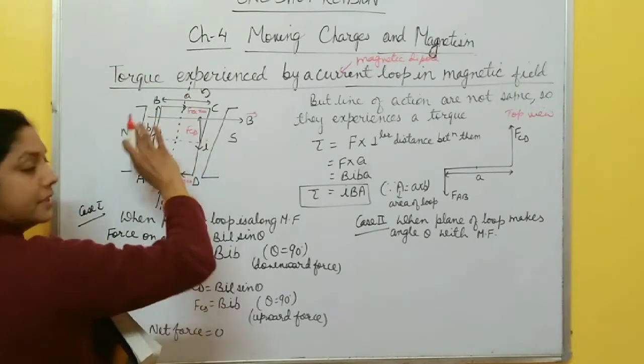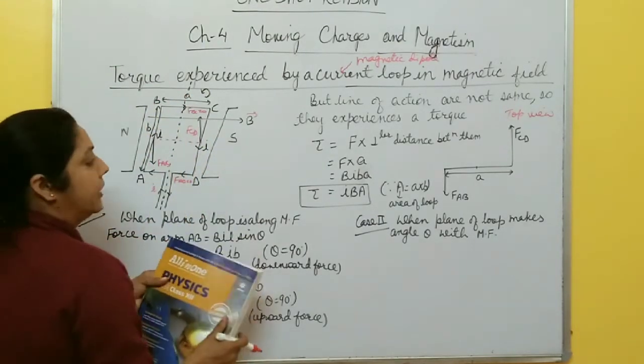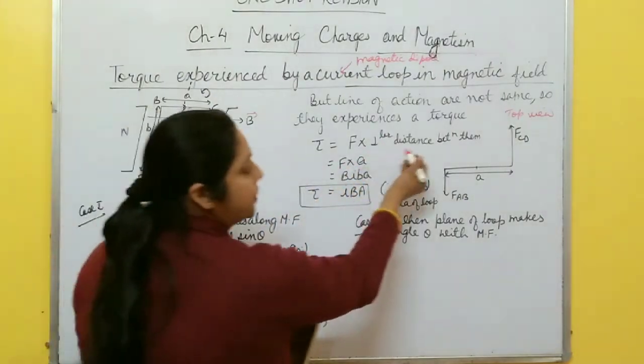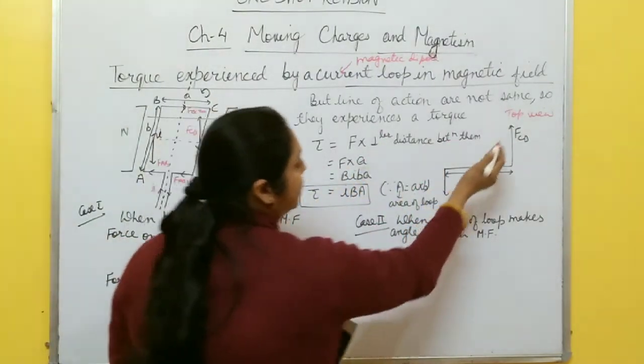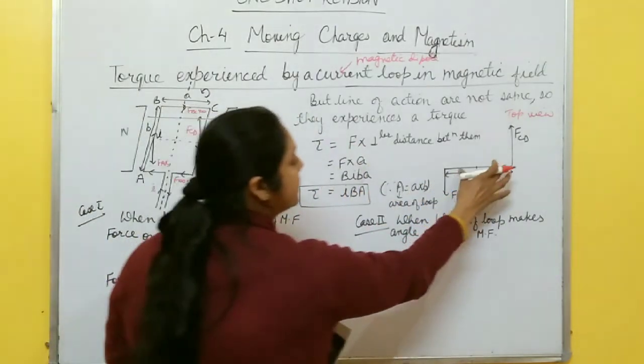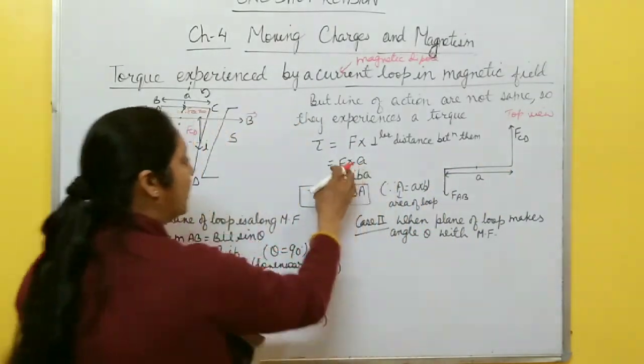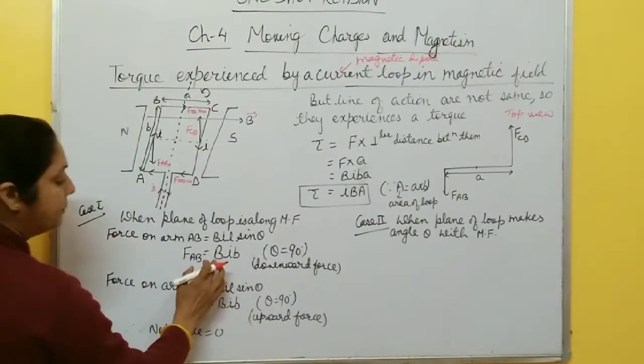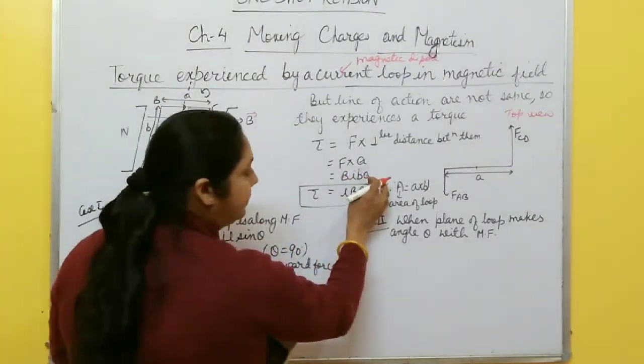A is the length and B is the breadth of this rectangular coil, right? So torque is force times the perpendicular distance between those forces. These two forces are equal. You write here F times the perpendicular distance A, so F into A. What is the value of F? The force is BIB. So BIB into A.